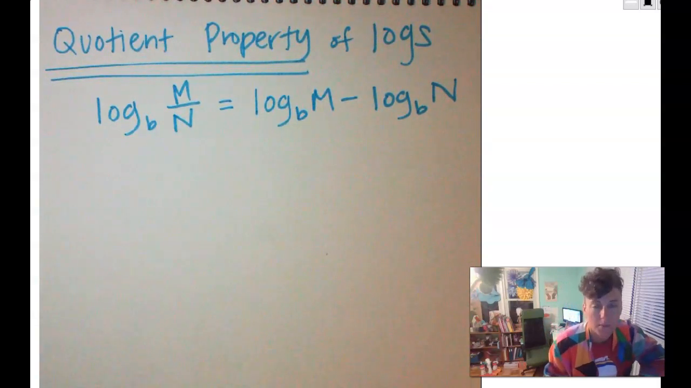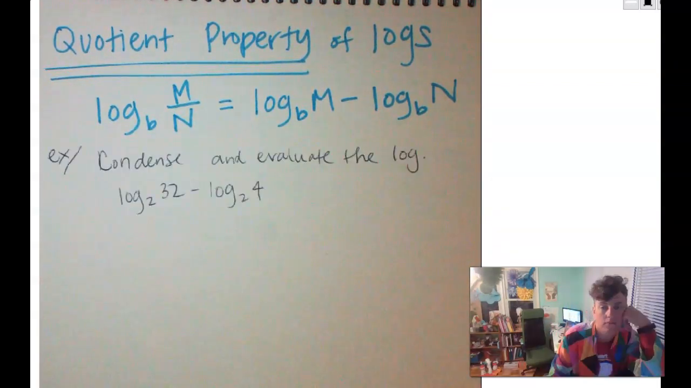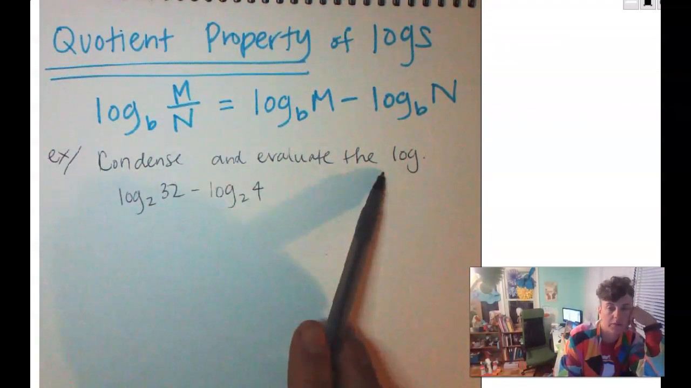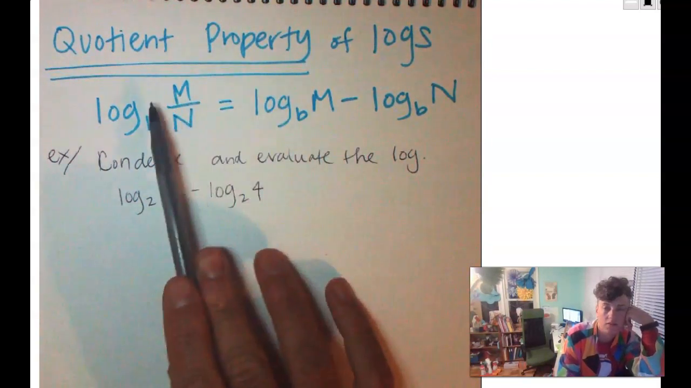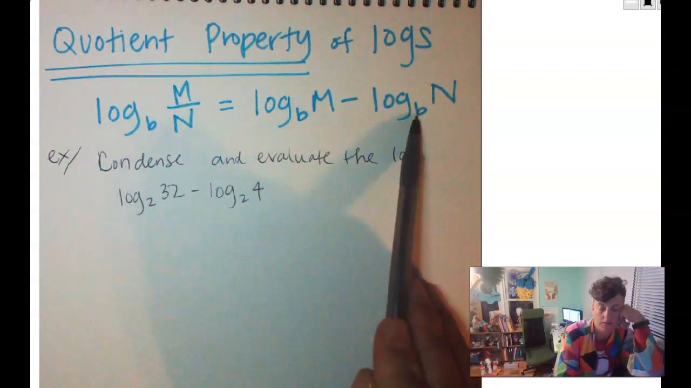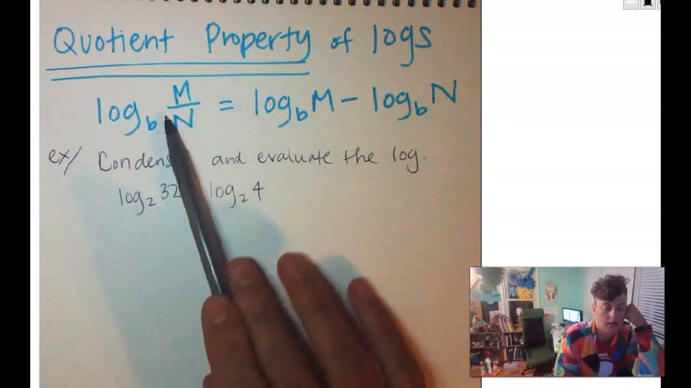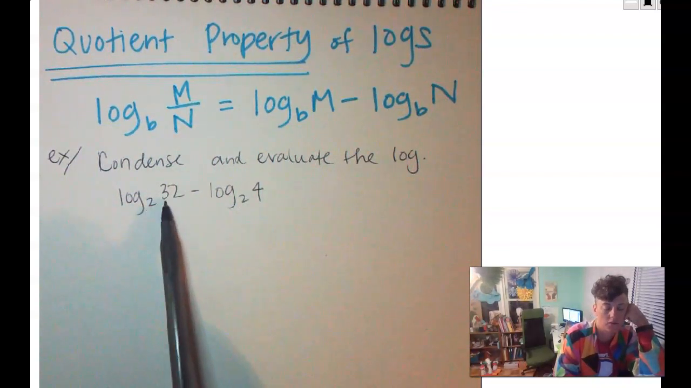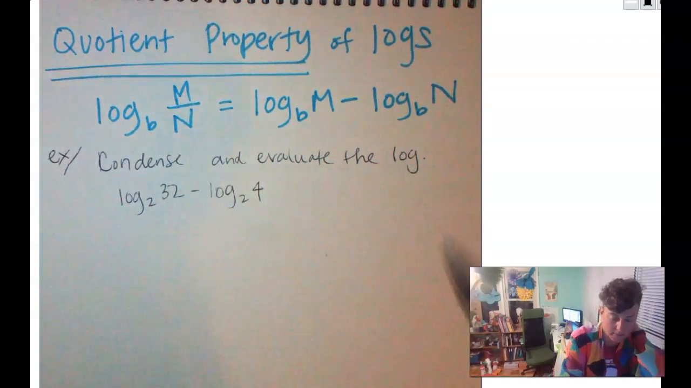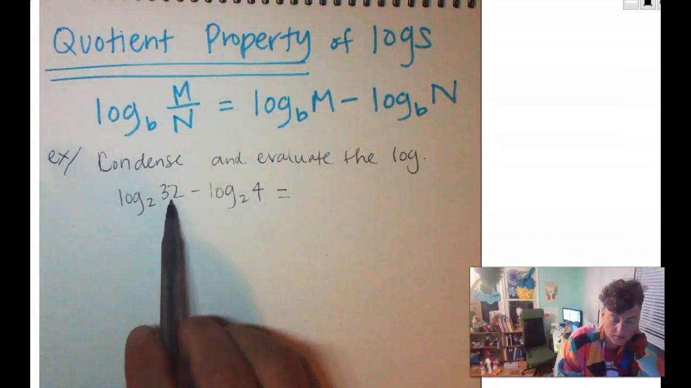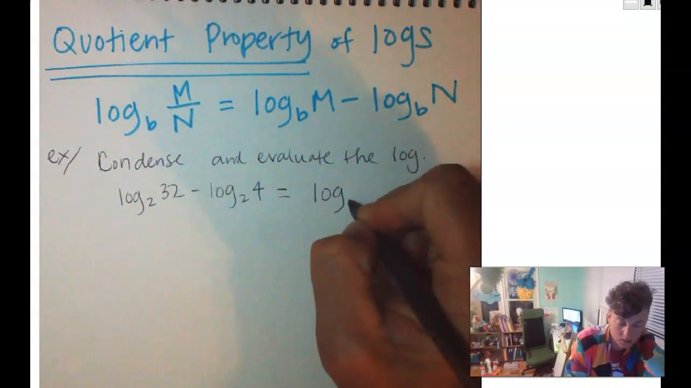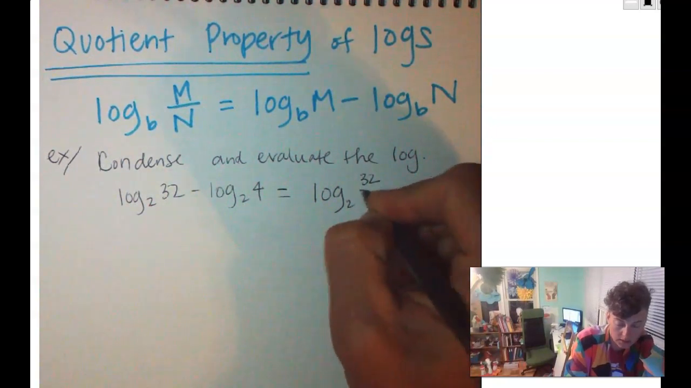Alright. But here, we're just going to do some practice problems. We got the same question saying condense and evaluate the log. So we're going from expanded form to condensed form. Importantly, again, the bases need to be the same for us to be able to condense. And in this question, we have log base 2 of 32 minus log base 2 of 4. They both have a base of 2, so we can condense them. What are we going to do with these numbers? Well, we're going to divide them. So this will become log base 2 of 32 divided by 4.